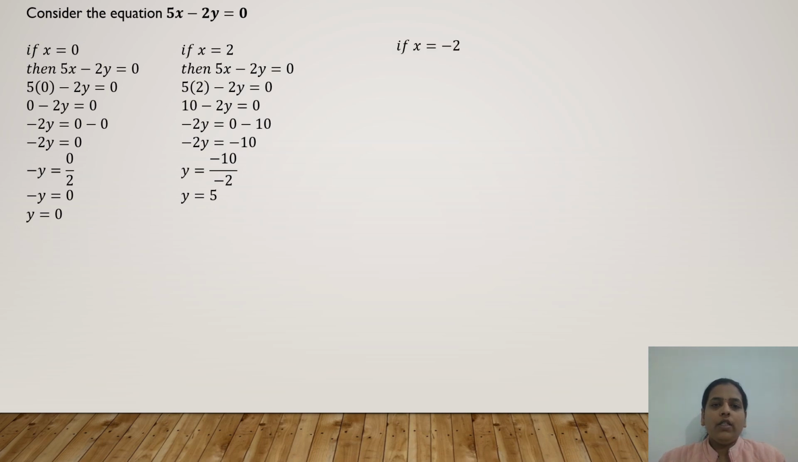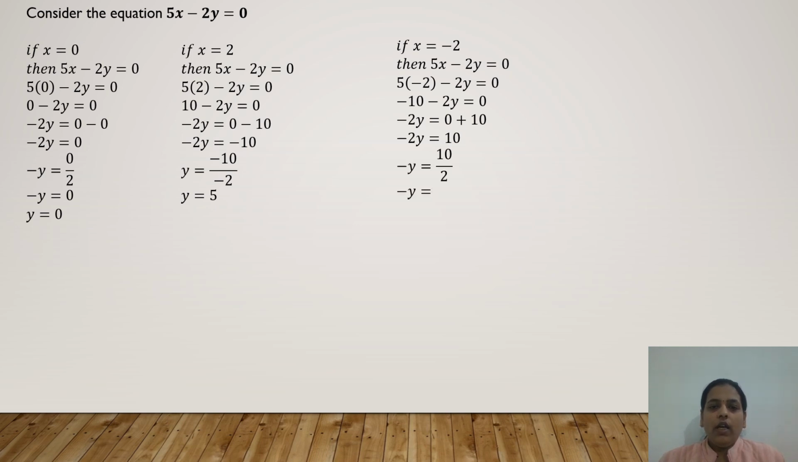Next, if x is equal to minus 2, then put the value of x in the given equation. Then the given equation is 5 into minus 2 minus 2y is equal to 0. 5 into minus 2 is minus 10. Minus 10 minus 2y is equal to 0. Minus 2y is equal to 0 plus 10, which is 10. Minus y is equal to 10 upon 2, that is 5. Therefore, y is equal to minus 5. This is the third ordered pair of the given equation.